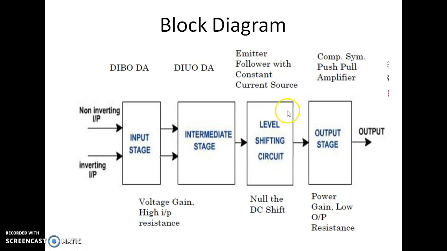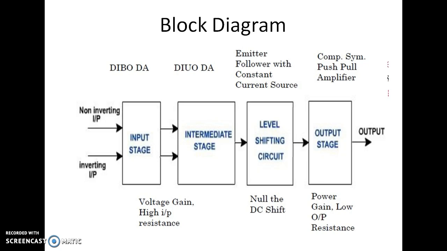Then if we go for the level shifting circuit, due to the direct coupling used between the first two stages, the input of the level shifting stage is an amplified signal with some non-zero DC level, and the level shifting stage is used to bring this DC level to 0 volts with respect to ground.